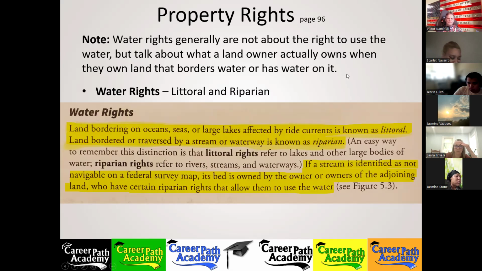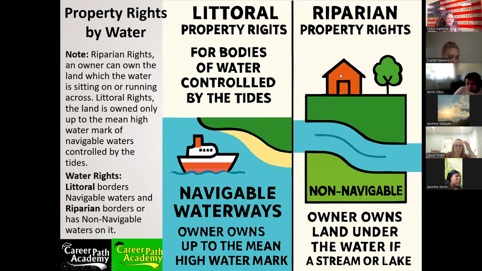Now, the key to it is determining if it is riparian or littoral property rights. Riparian rights, you actually own the land under the water. Littoral rights, you only own up to the high water mark.